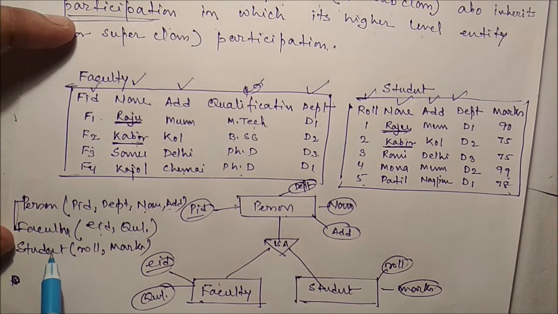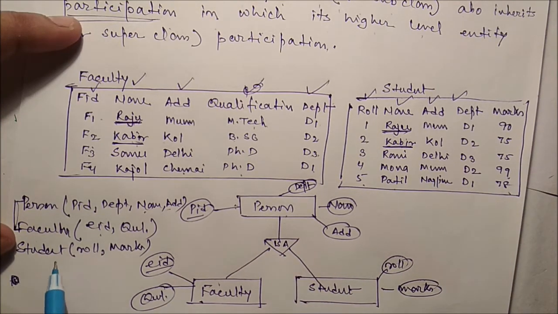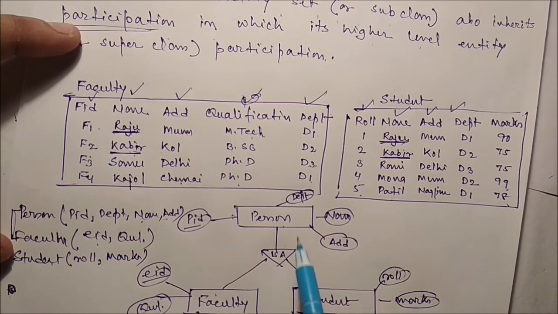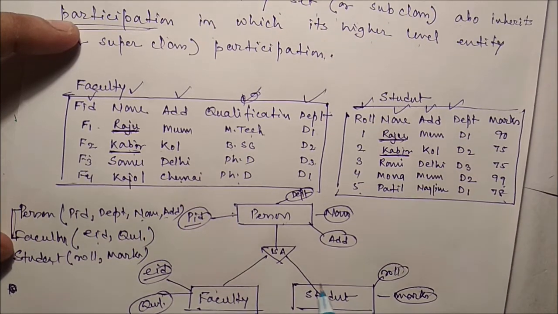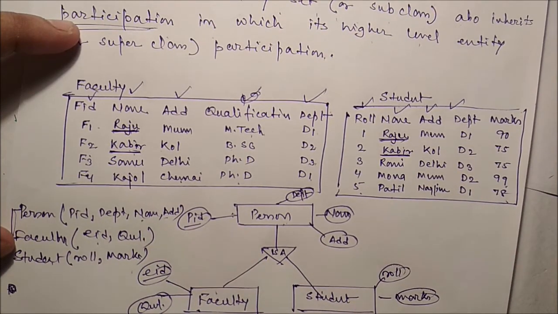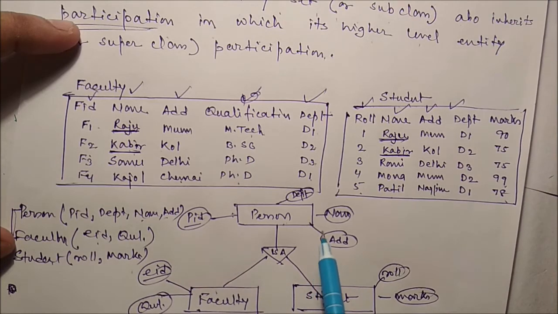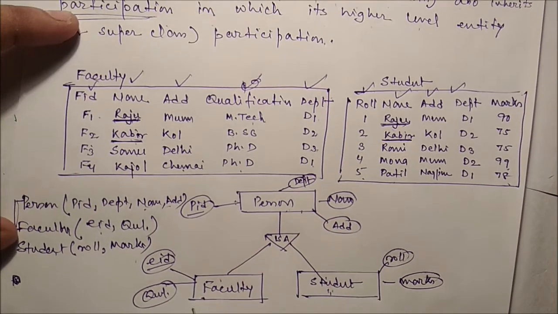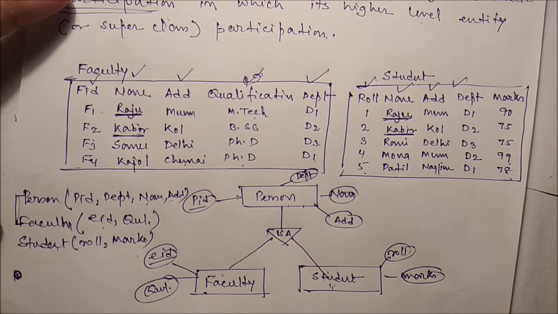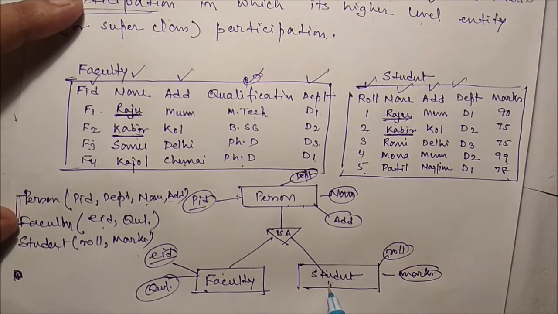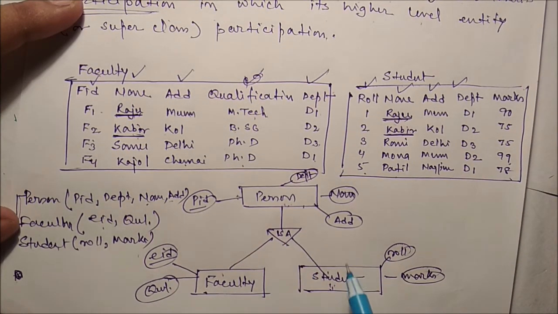Suppose for a student, I need to know the name, address and the department of this particular student. So how can you get it? We have to merge these two tables. That means the student table inherits attribute information from the higher level, from the superclass. Now the student can fetch information from the person. No need to store the same thing in a separate table.